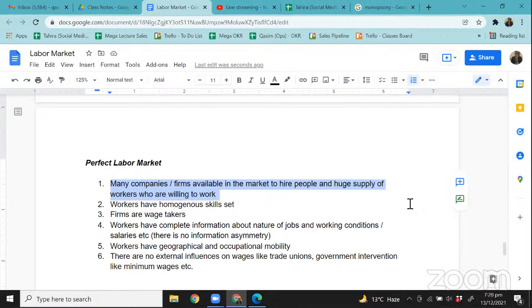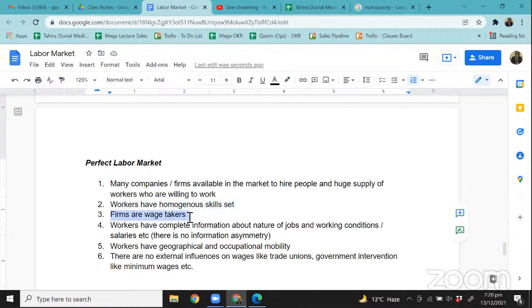That are willing to hire workers, and there's a huge supply of workers who are willing to work. Then workers have a homogeneous skill set. So the skill set that workers possess is similar. It's not that some people are way qualified and other people not qualified at all. So they have a kind of similar skill set. Then firms are wage takers.